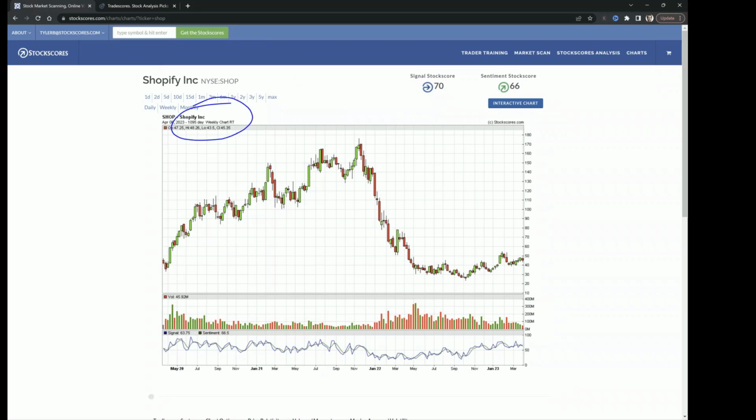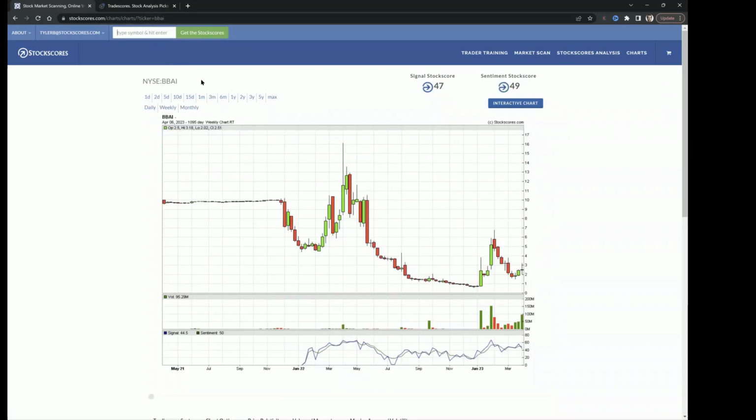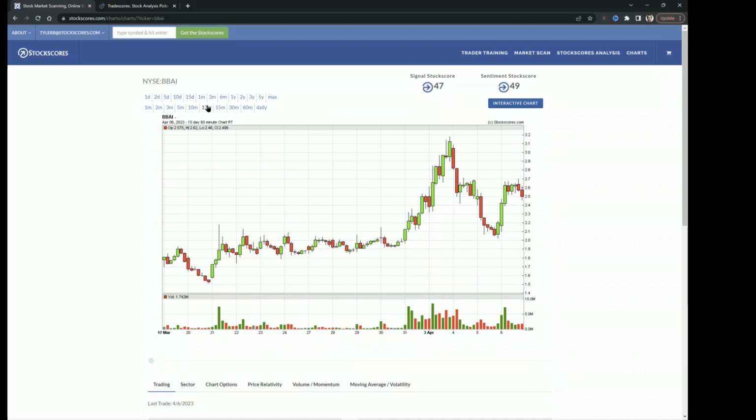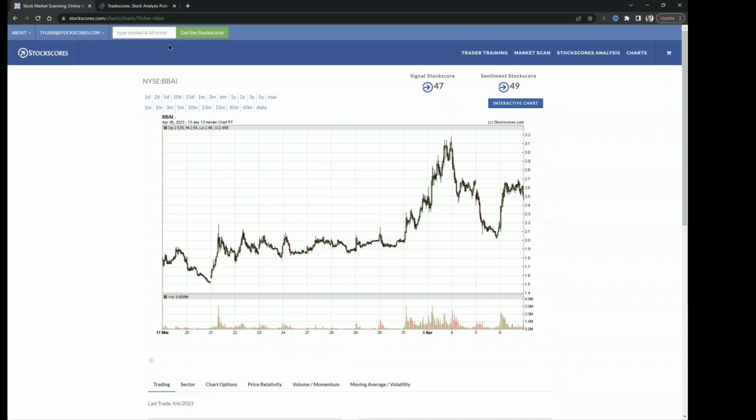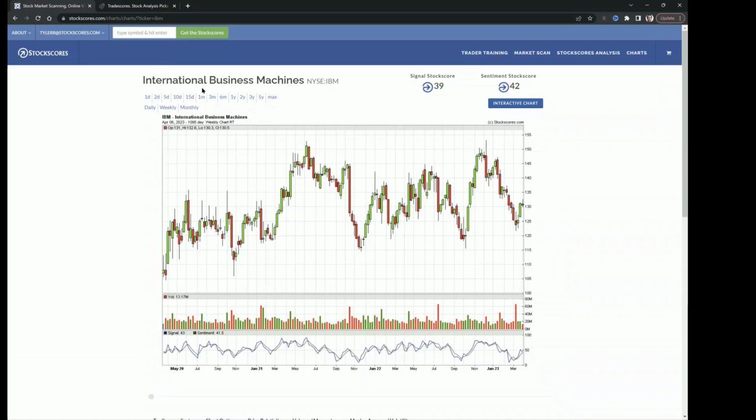3 years back. If I pull up a smaller stock like BVAI, which is an AI company, it's now still a weekly chart. I can make it go to a 15-day chart, 13-minute if I want, but if I call up another stock like, I don't know, IBM, it's still a weekly chart.